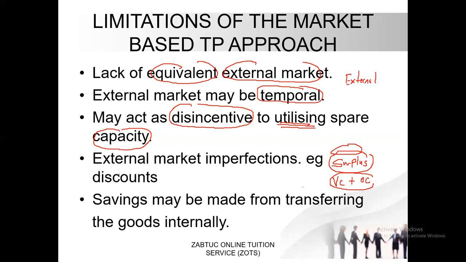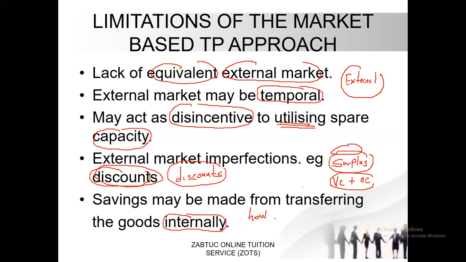There's external market imperfections such as discounts. So how are we going to treat discounts when adopting an external price? The question is, what do you do about the discounts? How are you going to factor them in? Savings may be made from transferring internally. How do you deal with these savings? We have seen already that you need to give a discount, but how much discount are you going to give from the savings?